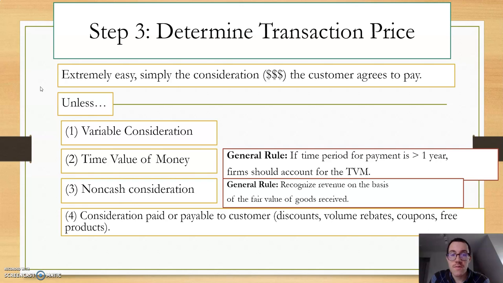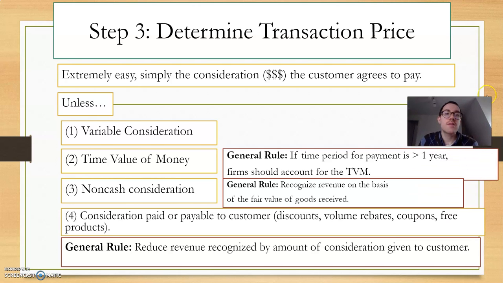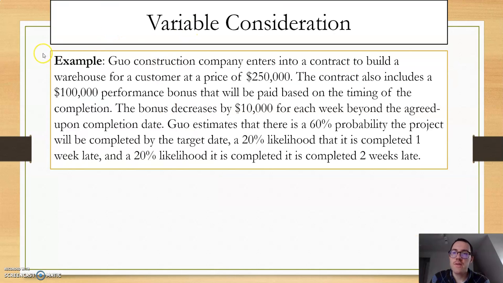For non-cash consideration, generally speaking, you want to recognize revenue on the basis of the fair value of the goods you receive. And for the last one here, we're going to reduce the revenue by the amount of consideration that we give the customer, which is straightforward. How else would you do it, really? If you give a discount, you reduce the revenue by that discount. All right, let's talk about variable consideration.